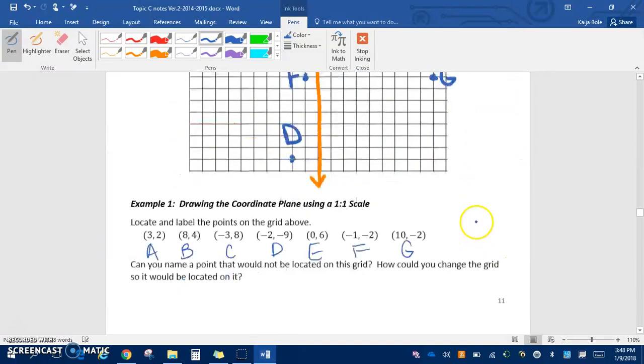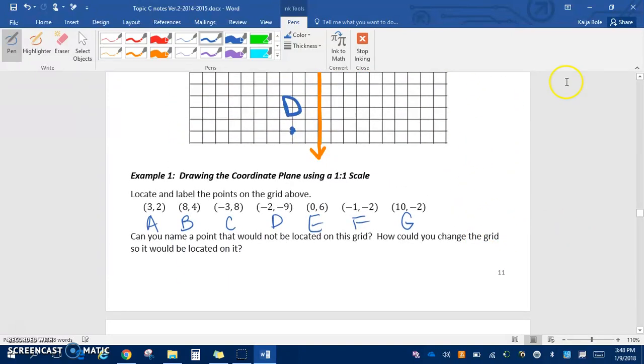Alright, now if we answer this last question here, it says, can you name a point that would not be located on the grid? And then how could you change the grid so it could be on there? So you could pretty much pick just about anything that's bigger than 10. So we could have something like 11, 1. And then to get it on there, we would change our scale.